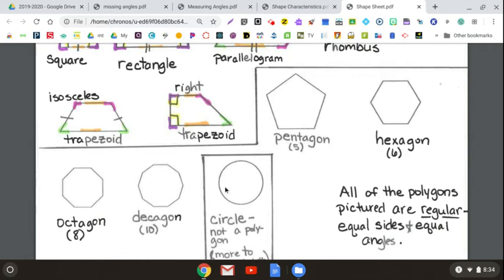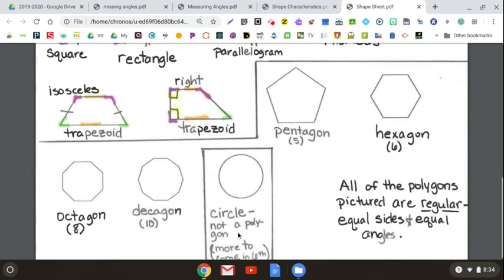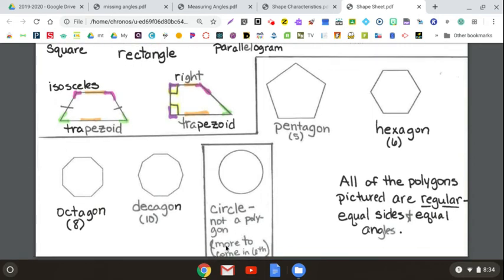And finally, in his own little special box is our circle because he's not a polygon, and you're going to learn more about him in 6th grade. He has a lot of very special characteristics. He's very cool. All right, so there's a quick review of the shapes.